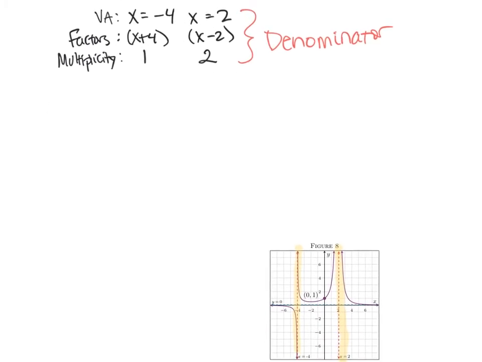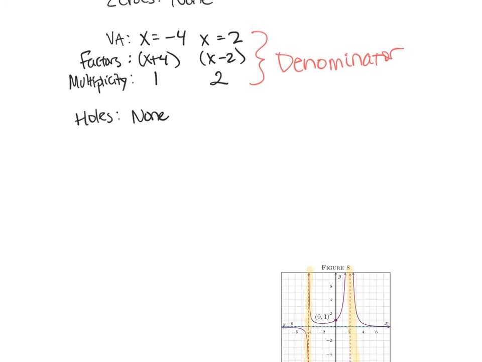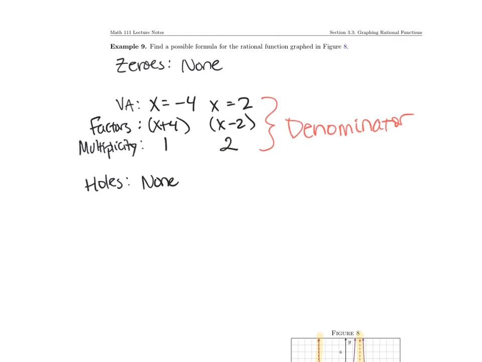And let's go back and take a look at our graph. We're looking for holes. I don't see any open points on this graph. So holes, we've got none. All right, so let's set up this equation to the best of our ability. Okay, so we're gonna have r of x is equal to, we don't really have anything for our numerator. We don't have any zeros.